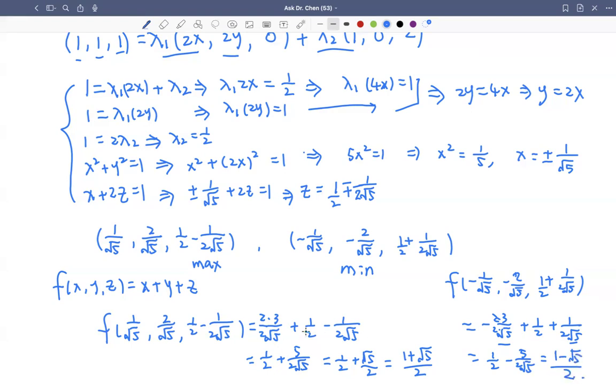All right, so obviously this one is the maximum value, and this one is the minimum value. So we'll write the max and the minimum.